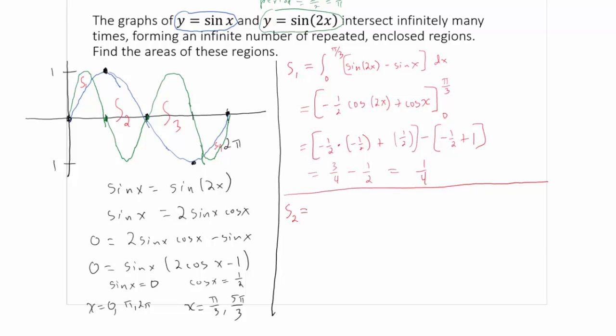S2. That would be the integral from pi over 3 to pi, and over that interval the upper function is sine x, and the lower function is sine 2x. Again, dx. I'm not going to go through all the steps here. The antiderivatives are the same, the order's a little bit different. The evaluation is a little messy, but if you go through all this, you're going to get 9/4.